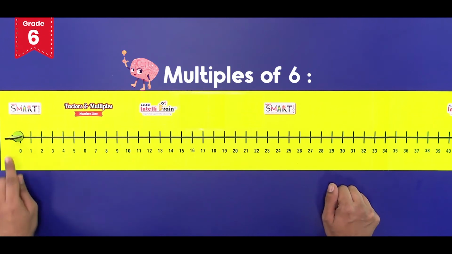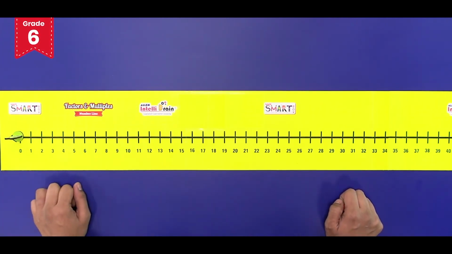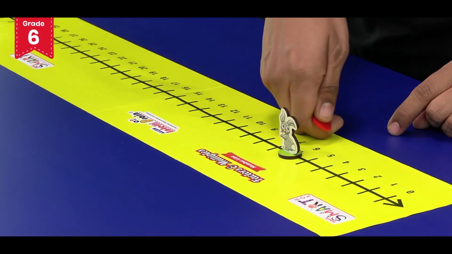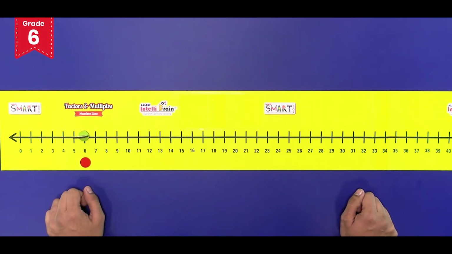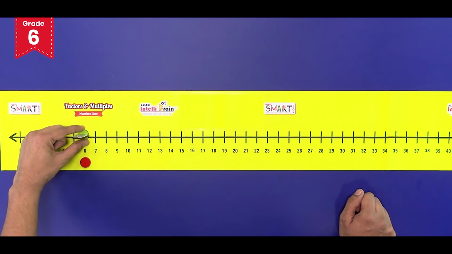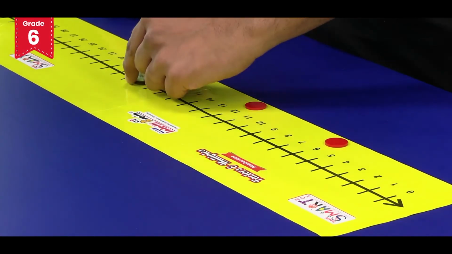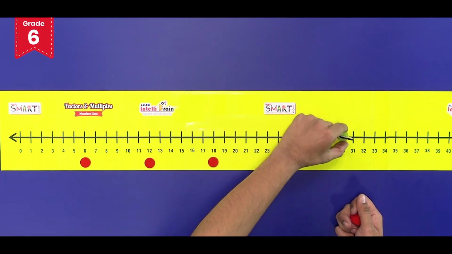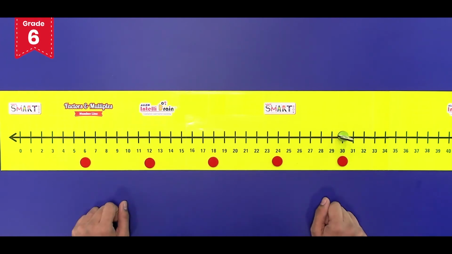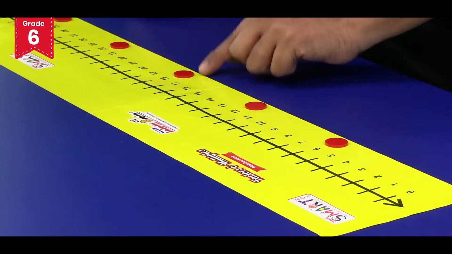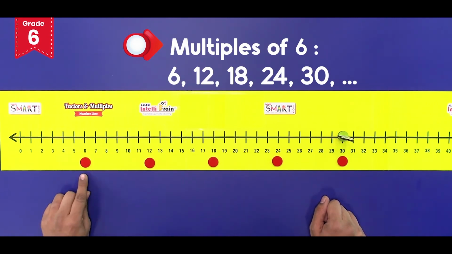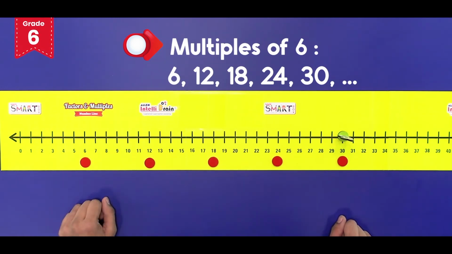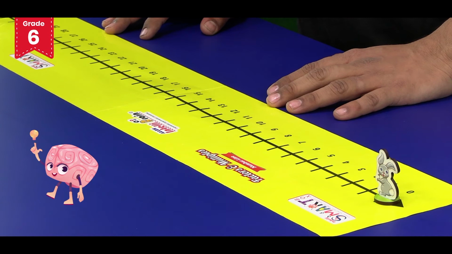Start again from 0 and make the bunny move on the number line chart by making leaps of 6 numbers at a time. The bunny jumps to 6, and we place a red token beneath the numbers where the bunny lands. Then the bunny jumps to 12, then 18, then 24, then 30, and so on. We can see that the first 5 multiples of the number 6 are 6, 12, 18, 24, and 30.